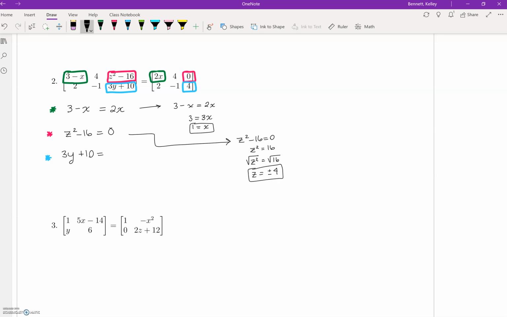And then the last equation here, 3y plus 10 equals 4. Forgot the 4. We'll just subtract 10 from both sides to find that 3y equals negative 6, and our result is that y equals negative 2. So the answer for this question is that x equals 1, y equals negative 2, and z equals plus or minus 4.